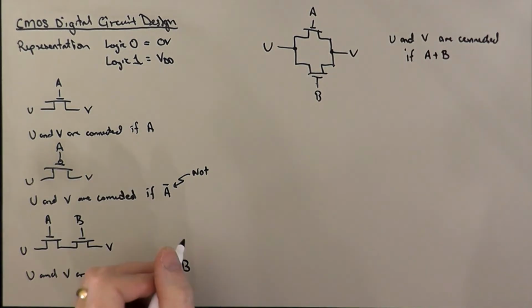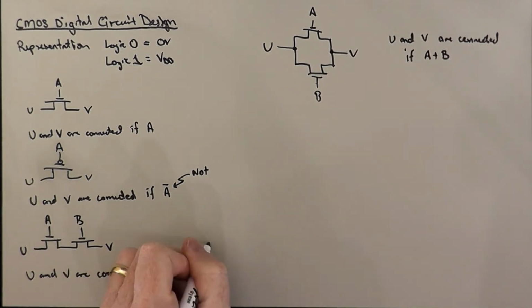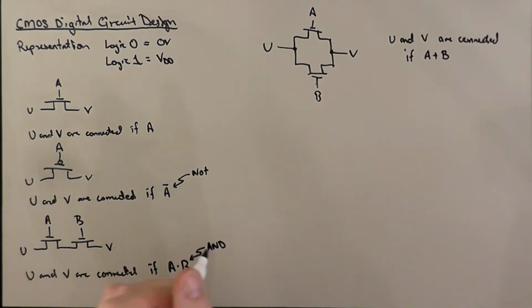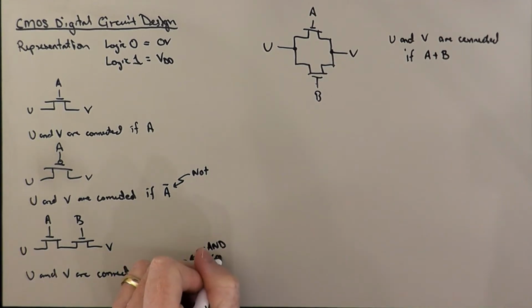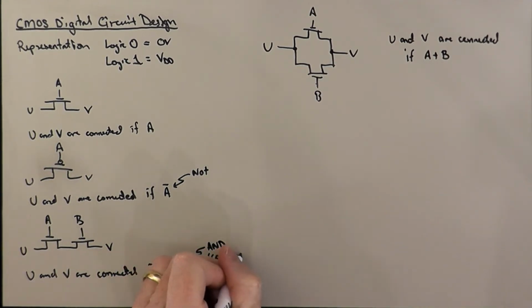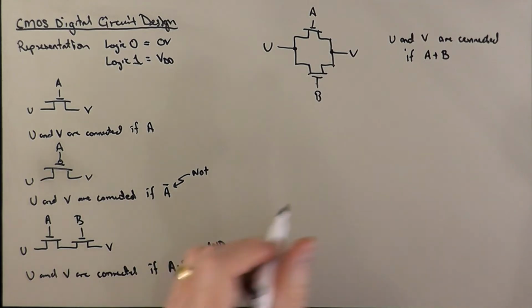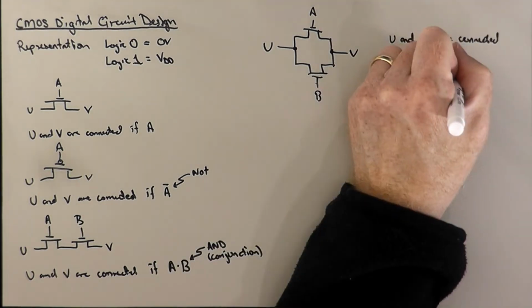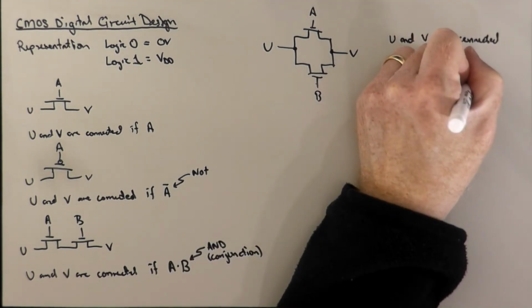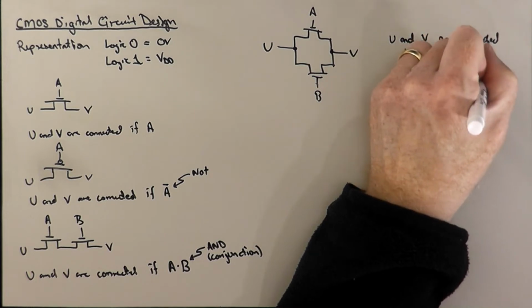Right? So this is AND, which is conjunction. And this is OR, which is disjunction.